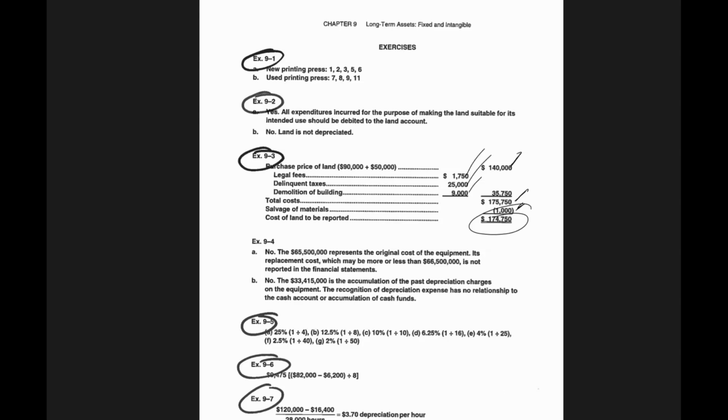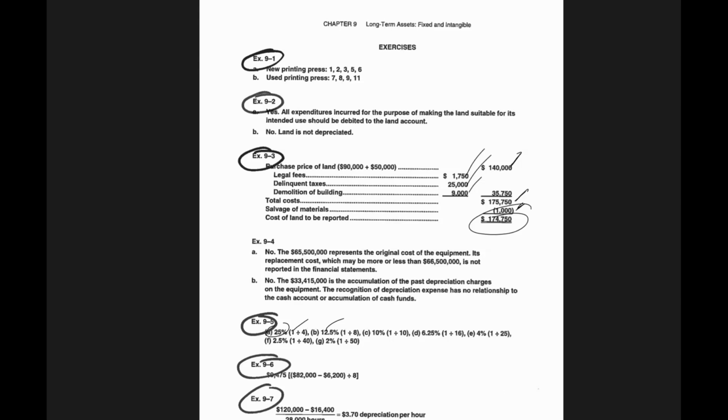Convert each of the following estimates of useful life to a straight line depreciation rate. It's important that we know how to do this because this is something that we'll have to look at down the road. It's very straightforward, as you read in your chapter. So like letter A, 4 years. Well, 1 divided by 4, 25%. Letter B, 1 divided by 8, 12.5%.